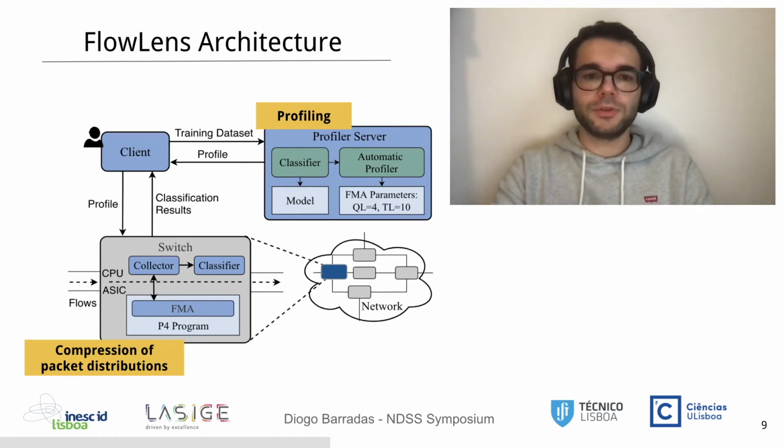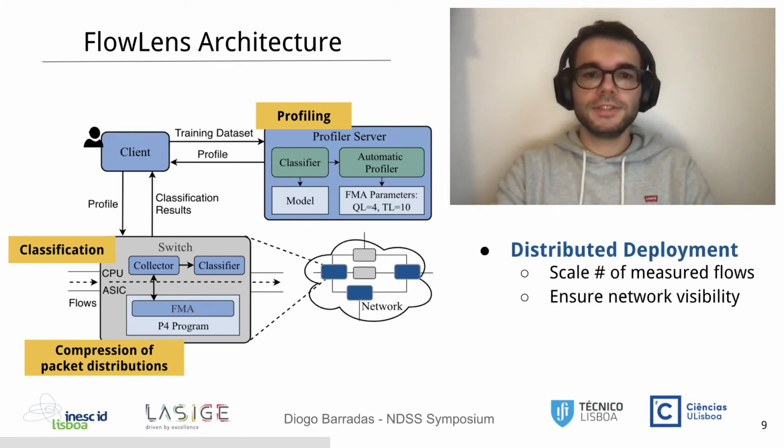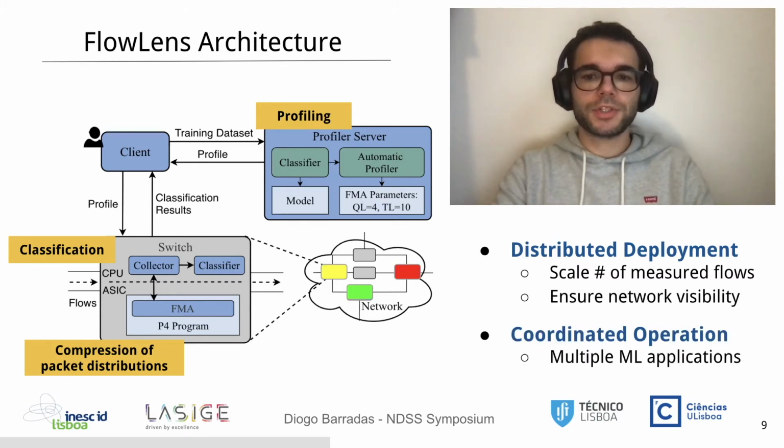Periodically, these flow markers will be collected by the CPU of the switch, which will also perform the classification of network flows. Once these results are done, they are propagated back to the client. It is worth noticing that FlowLens also supports distributed deployment, which enables us to scale the number of measured flows and ensure network visibility in the case of switch downtime. And FlowLens also supports a coordinated operation, such that multiple machine learning applications can be run in different places of the network.